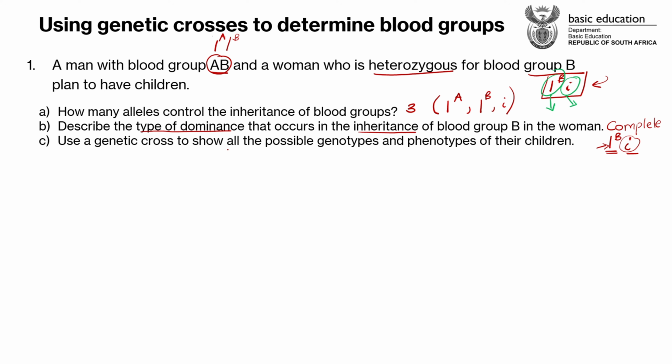So now C says use a genetic cross to show all the possible genotypes and phenotypes of their children. So now this woman and the man are planning to have babies. Since they are planning to have babies, we need to use a genetic cross to determine all the possible genotypes and phenotypes for their children. Remember, for a genetic cross, we start with P1 and we write the phenotypes of the parents, because P1 represents the parent generation.